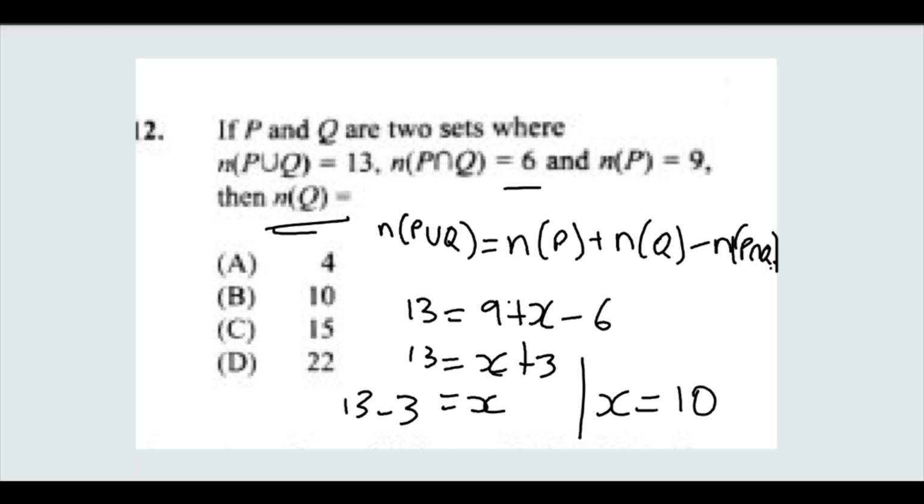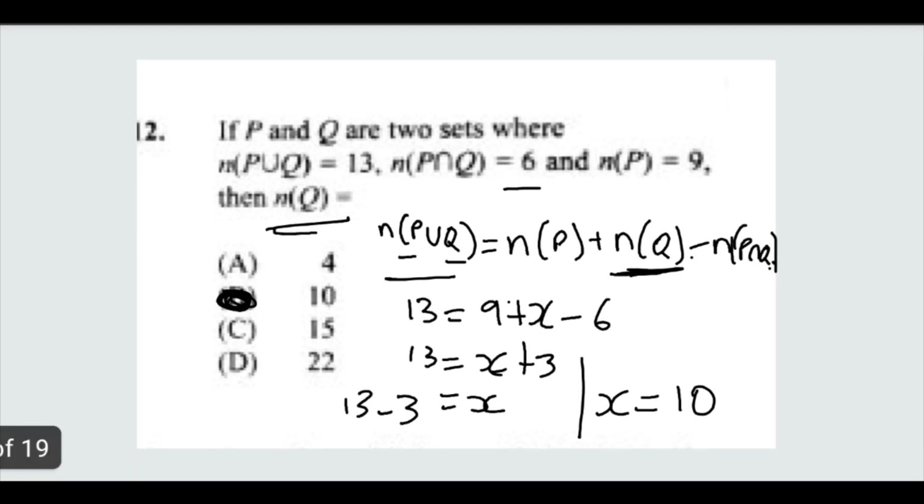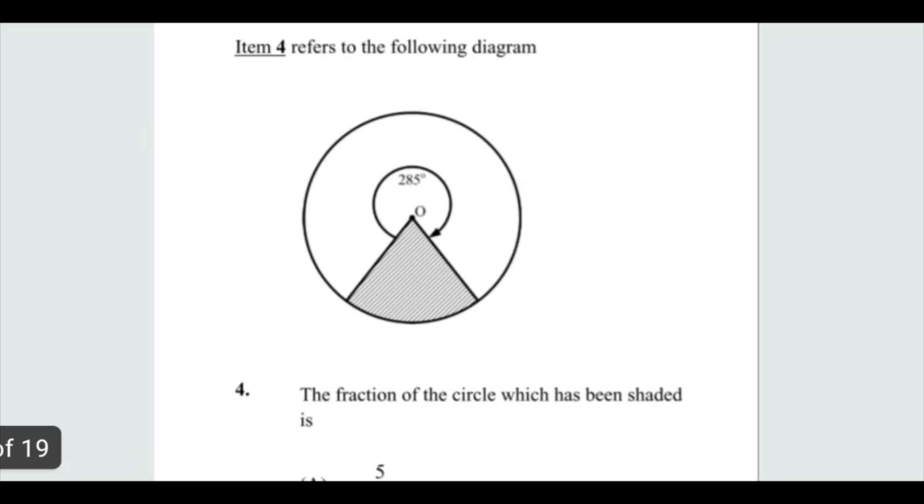So that is the number of elements in Q, right? We put that to represent x. So the number of elements in Q would be 10, which is B. Alright, so for this question, all you gotta do is add up the number of elements in P and Q, and subtract the intersection, right? Nothing too big to remember here. Alright, so let's see the next one now.